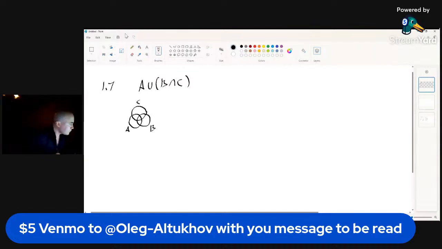Okay. Okay. B intersects C. Okay. And then the union of A, all of A, all of it, plus where B intersects C. Okay. And all of A. All right. That looks about right, I think. All right. Draw a Venn diagram. This is 5, by the way. All right.